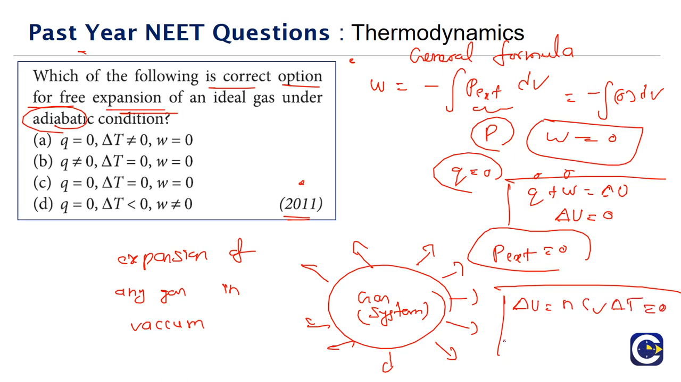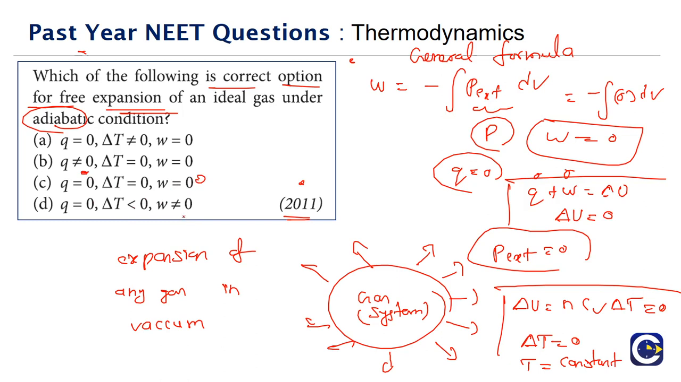So delta U 0 means delta T is 0, means temperature is actually constant. Okay, so if you look at what is the condition that we are talking about, Q must be 0 because it is adiabatic, W must be 0 because it is free expansion.